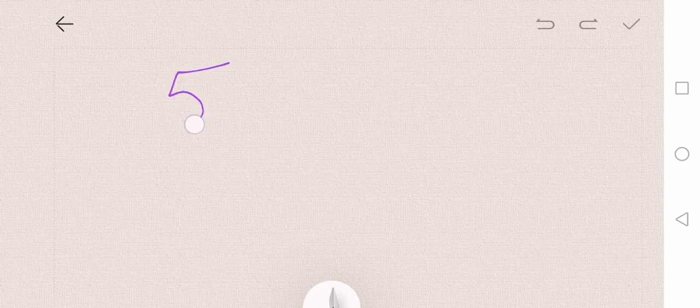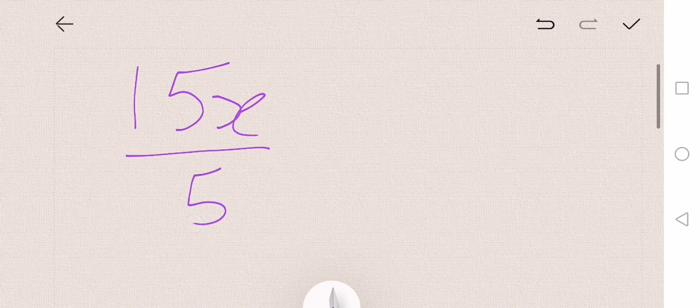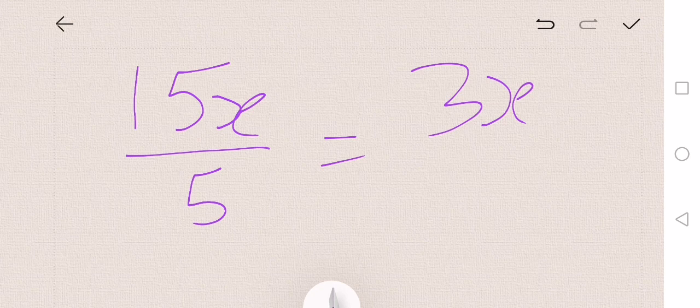So if it is 15x divided by 5, what should be the answer? Very simple. You'll be doing the number first all the time, remember? So 15 divided by 5 is 3, and for the x, you just need to write down x here. That's it. If it doesn't match, you need to write down the number exactly the way it is. If it matches, you need to delete them.